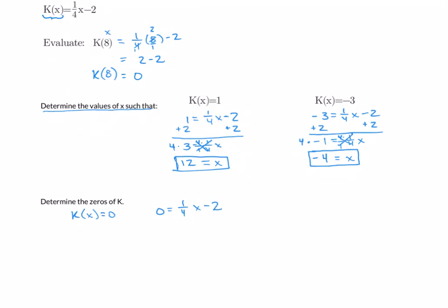And we solve. So we're going to add 2 to both sides. We get 2 equals 1/4 x. We can multiply by 4 again. On the right, my 4 and my 1/4 cancel, leaving me with just x. And we get 4 times 2 is 8.